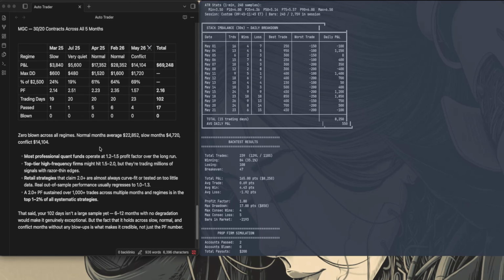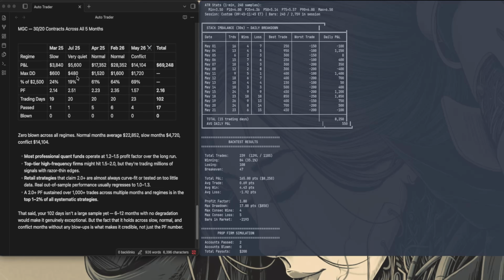Normal months average is 22,000. The slow months average is 4,700, and the conflict for the month of May was 14,000. Most professional quant funds operate on a 1.2 to 1.5 profit factor over the long run.